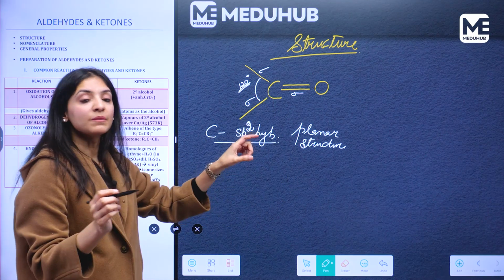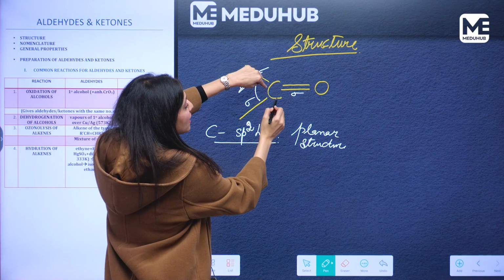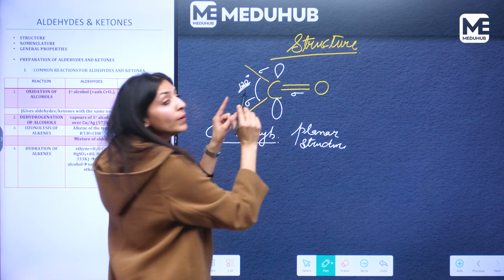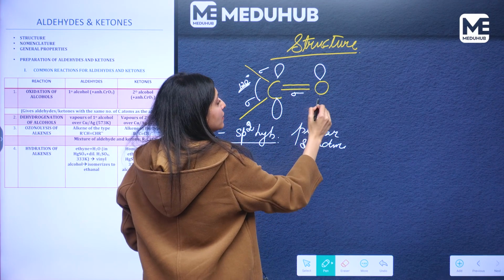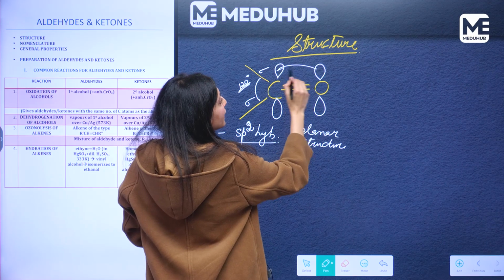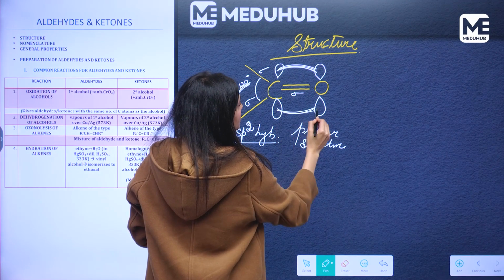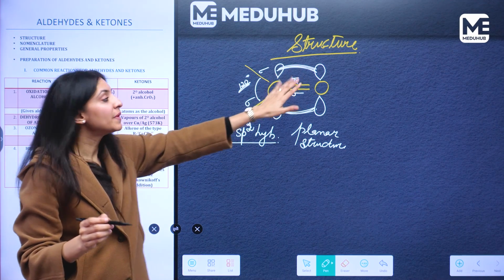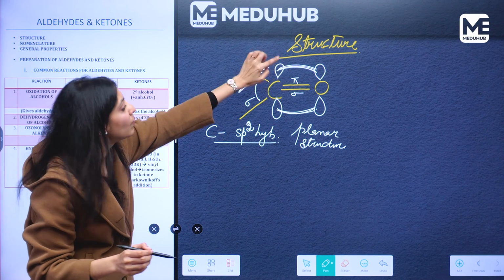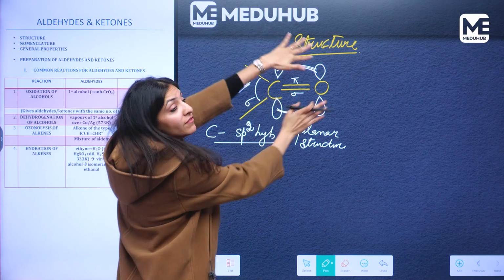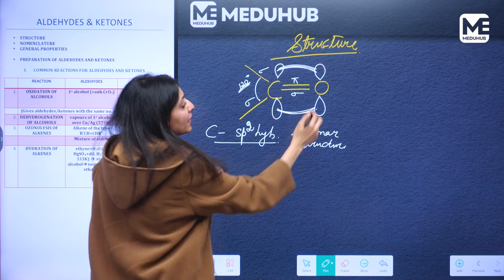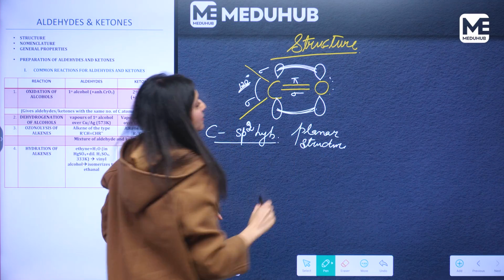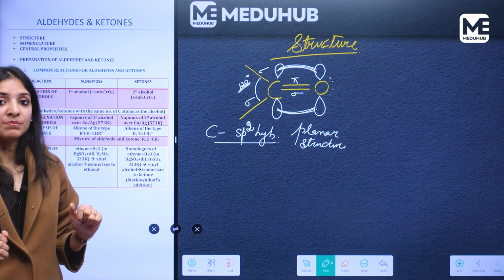Now the fourth electron of this carbon remains in the p orbital, which forms a pi bond with the electron of oxygen here, which is the pi bond. So a carbonyl compound will have 3 sigma bonds, 1 pi bond which is formed by sideways overlap of the p orbitals. Apart from this, the oxygen has 2 lone pairs as well. So this is the structure of carbonyl compounds.